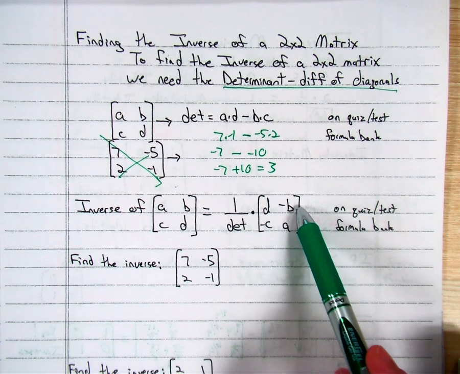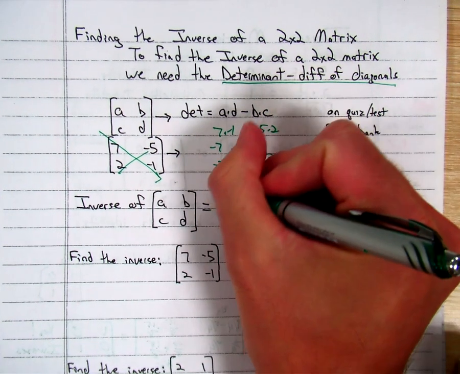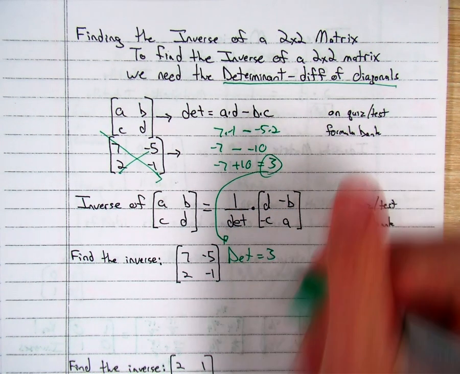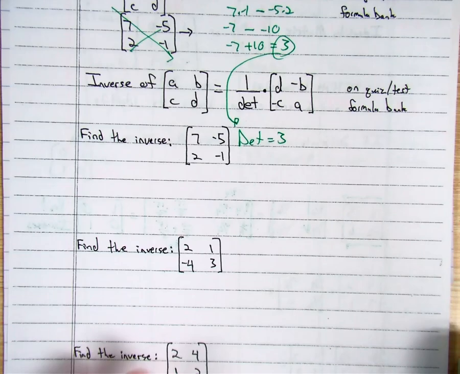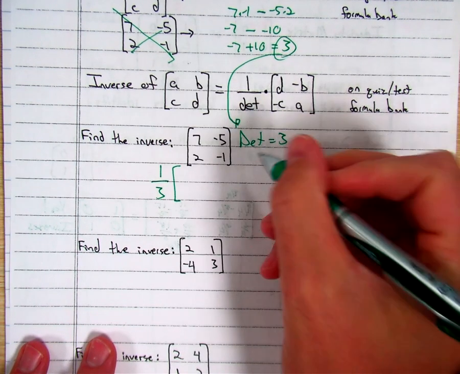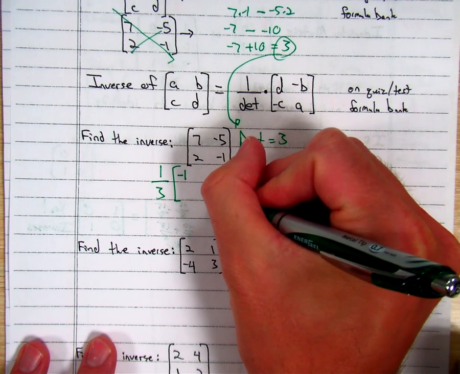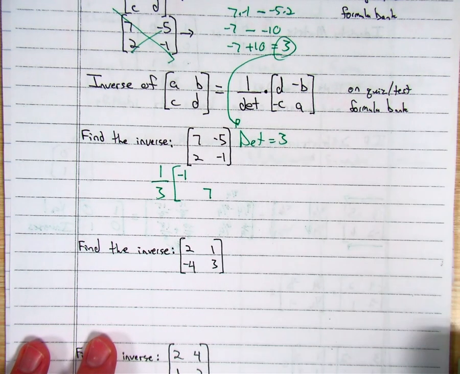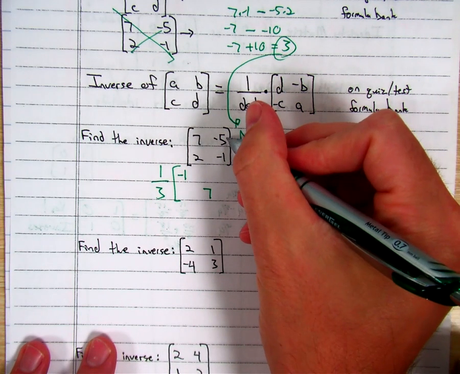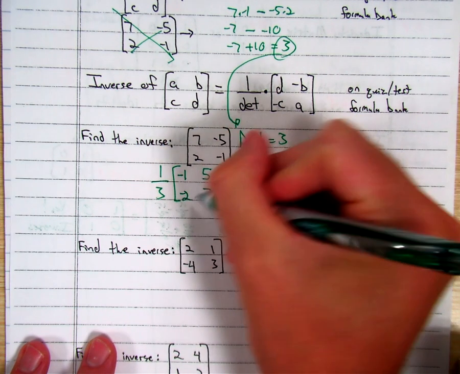Okay, so let's try it out. Notice that these two are the same matrix. So our determinant for this one is 3. So to find our inverse, we'll go 1 over 3. Okay, these two flip-flop spots, negative 1, 7, and then these two change their signs. So negative 5 is now a positive 5, and positive 2 is now a negative 2.